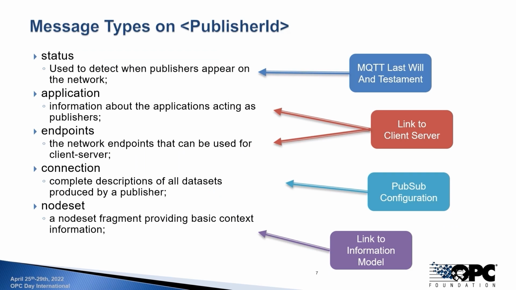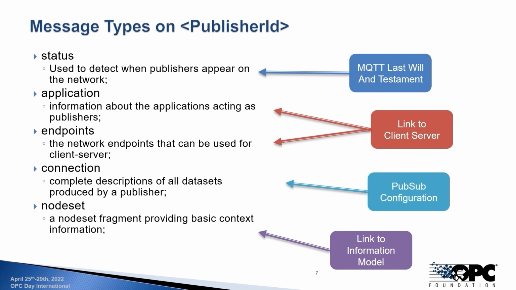So the message types can appear at two levels. At the top level, the message type is on the publisher ID. You have the status, which is used to detect when publishers appear on the network. As I mentioned earlier, it's connected to the MQTT last will and testament. The application and endpoint information tell you something about the source of the application that's actually publishing the information, as well as the endpoints that could be used for client server. And this is going to be very useful in some cases where the subscriber is getting data and they realize that they need to do something that can't really be done with PubSub and they need to switch over to client server. Well, the information they need to be able to do that, they can get from the broker from the endpoints topic. Now, obviously, this assumes that this particular subscriber has the necessary permissions and network connectivity to connect to the server, but in some cases that will be true.